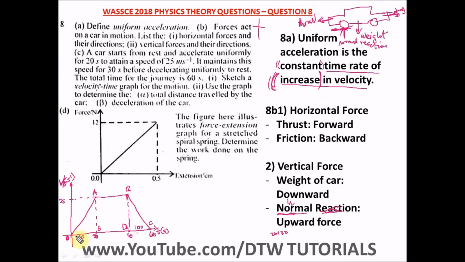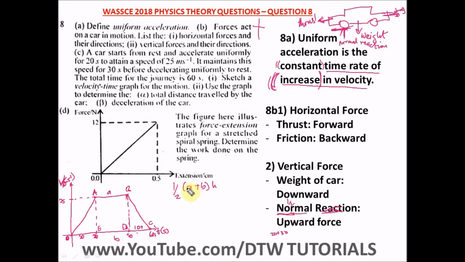So O, A, B, C, D, E. All right, the first question says use the graph to determine the total distance traveled by the car. So the total distance traveled by the car is what? The area of the trapezium. You know this shape here is a trapezium. So the total distance traveled by the car is the area of this shape. And what's the area of a trapezium? Half bracket A plus B times the height, where A is this length from here to here, B is from here to here, and our height is from here to here.